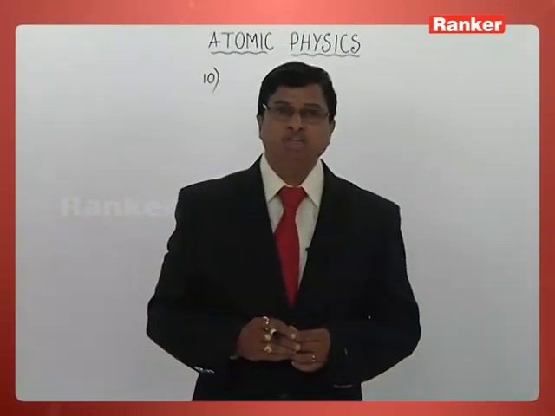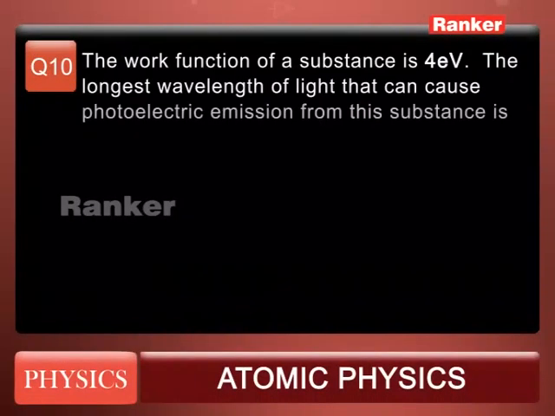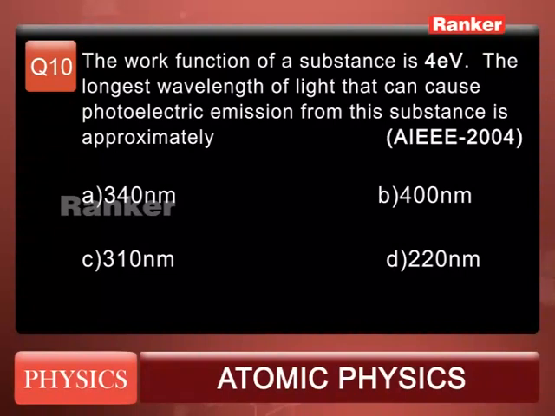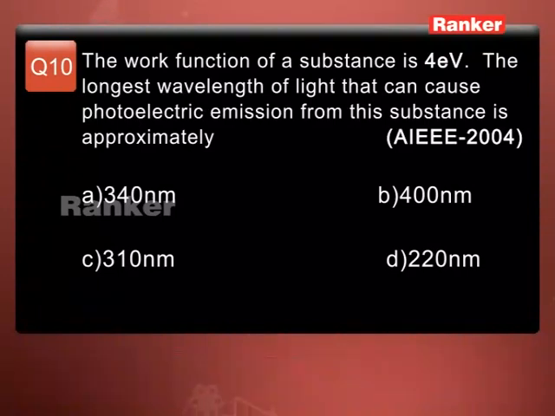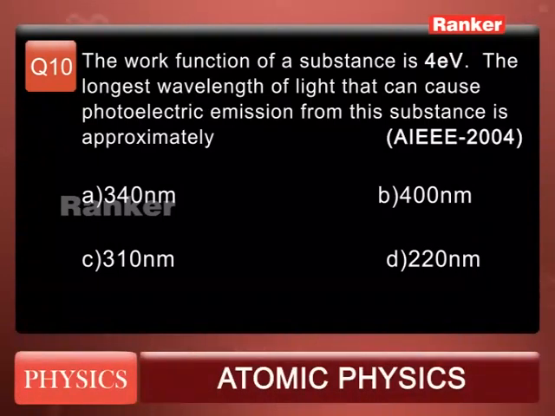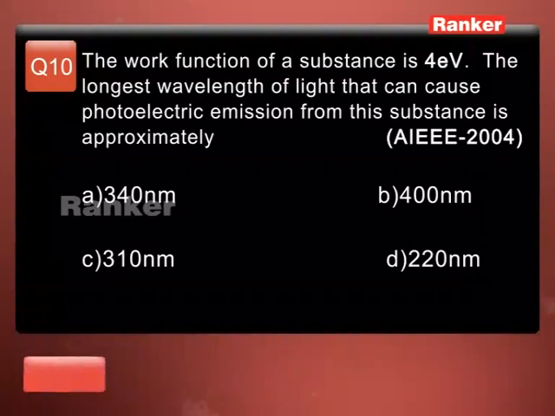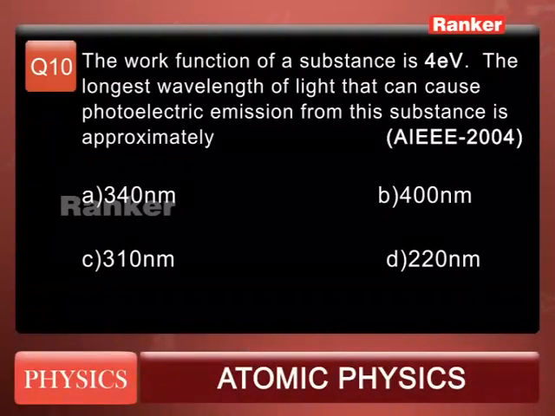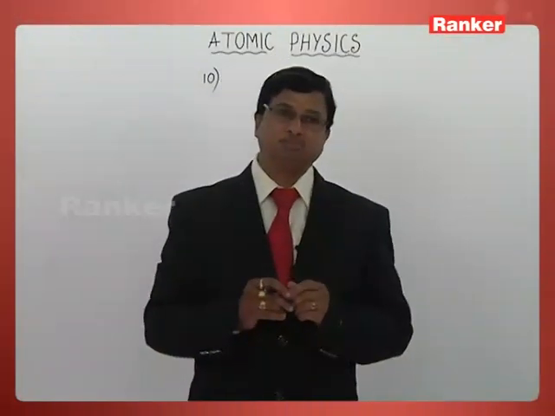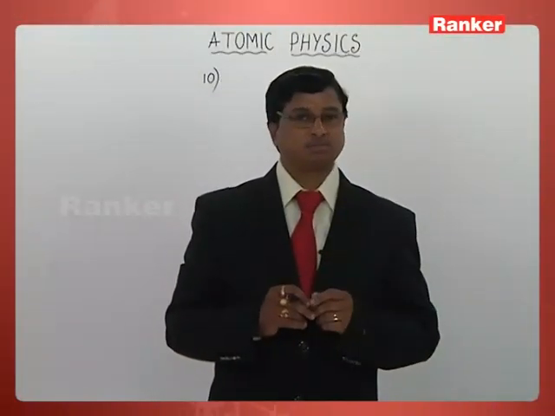Let us check the next, that is problem 10 for us. The work function of a substance is 4 electron volt. The longest wavelength of light that can cause photoelectric emission from this substance is approximately how much? One of the excellent questions which was asked way back in the 2004 IEEE paper. The longest wavelength of light that can cause photoelectric emission from this substance is approximately. Observe the wording first of all. Afterwards, I will read out the 4 options.